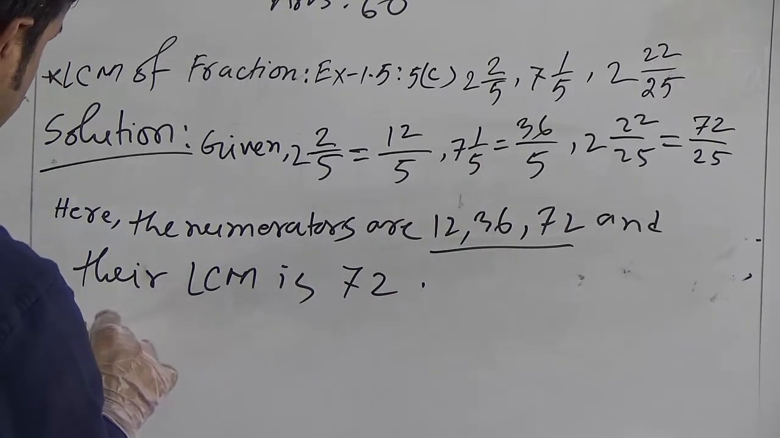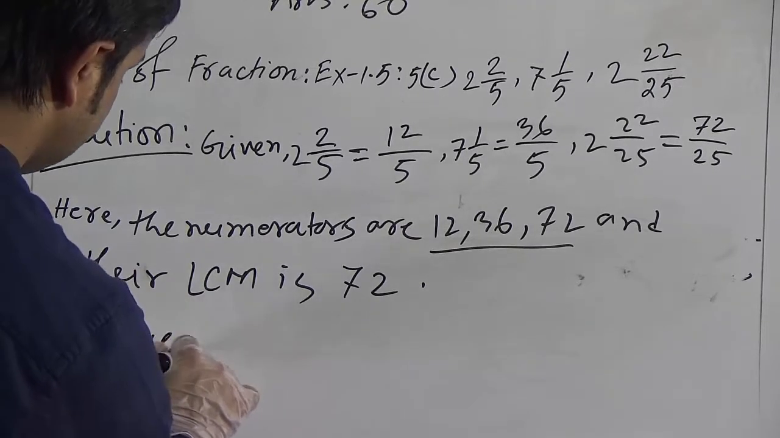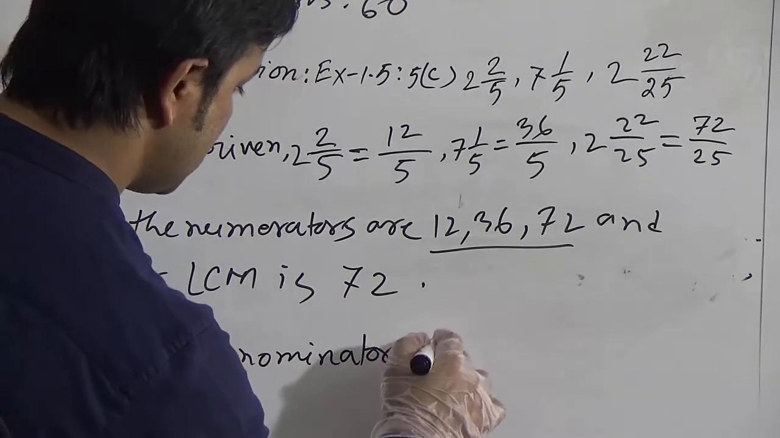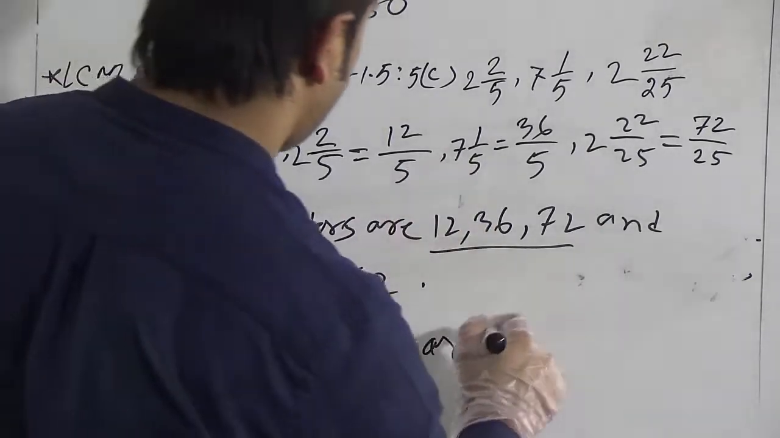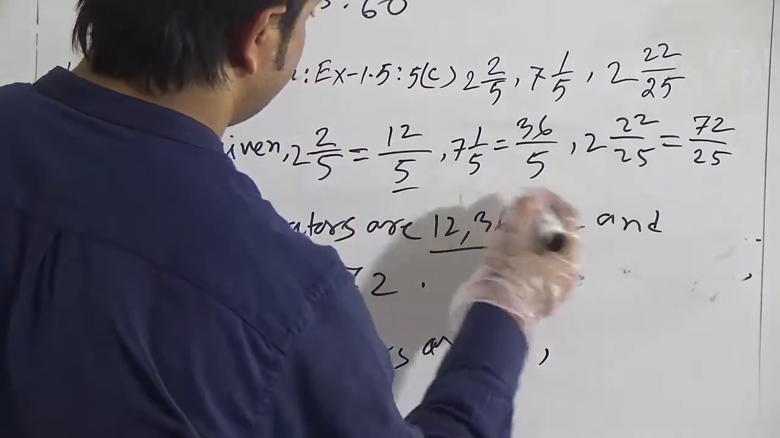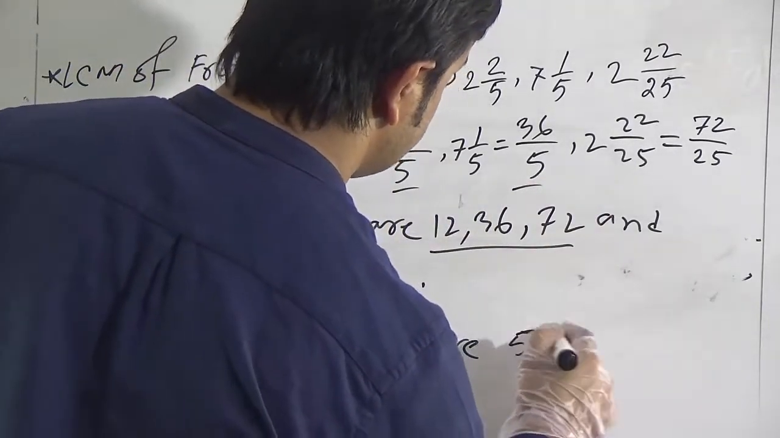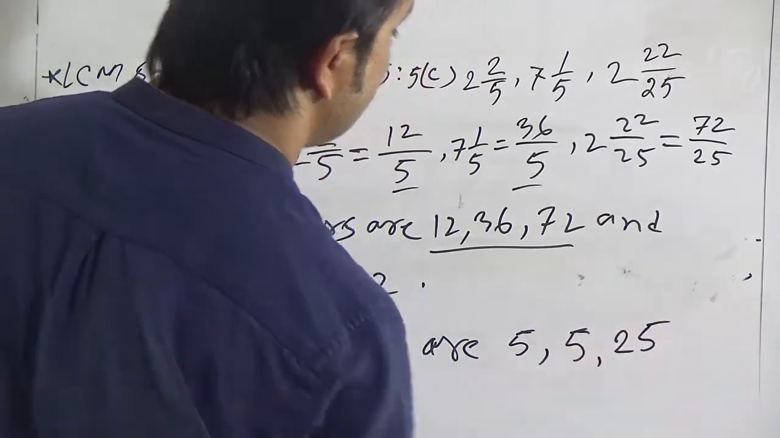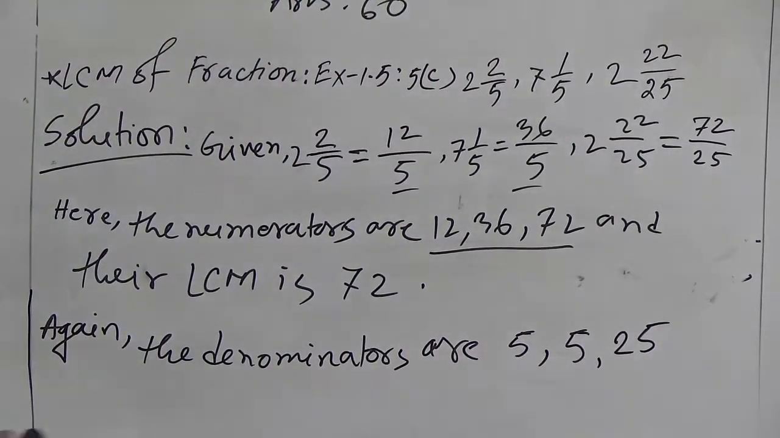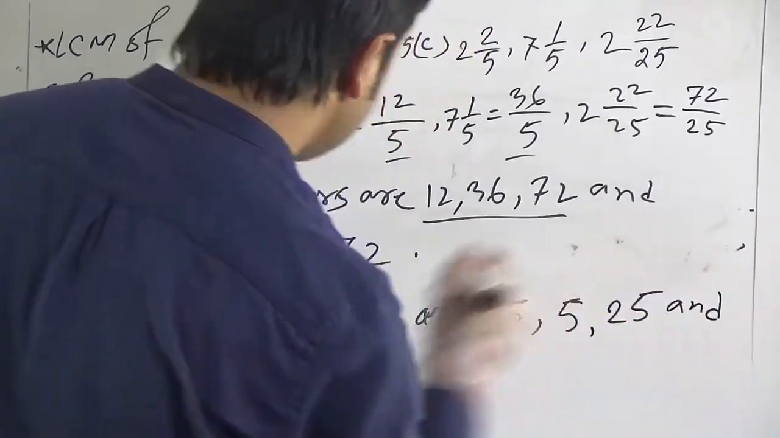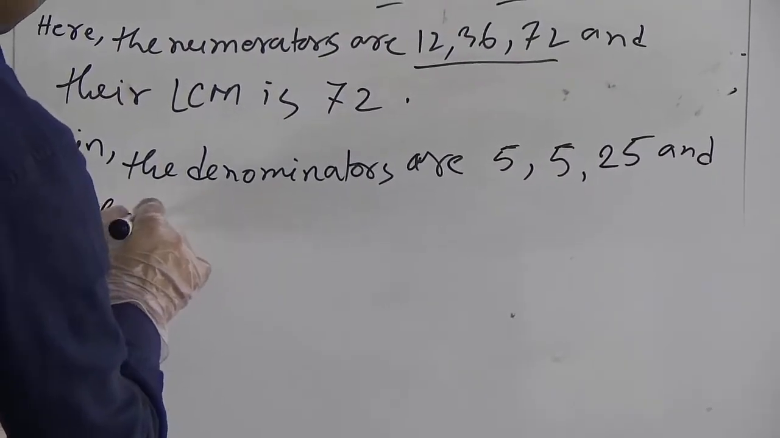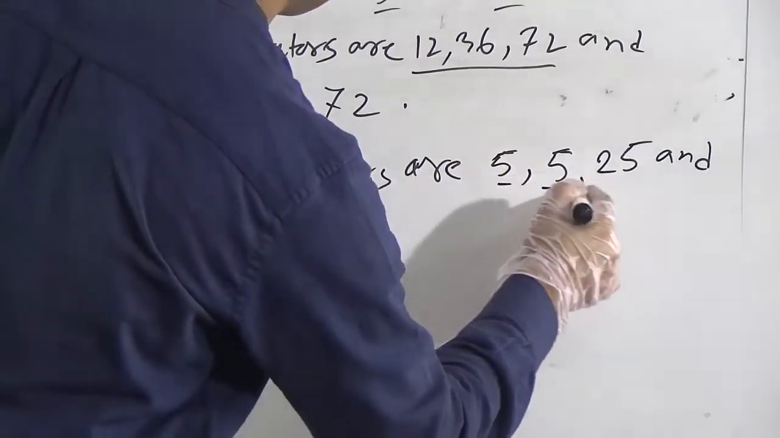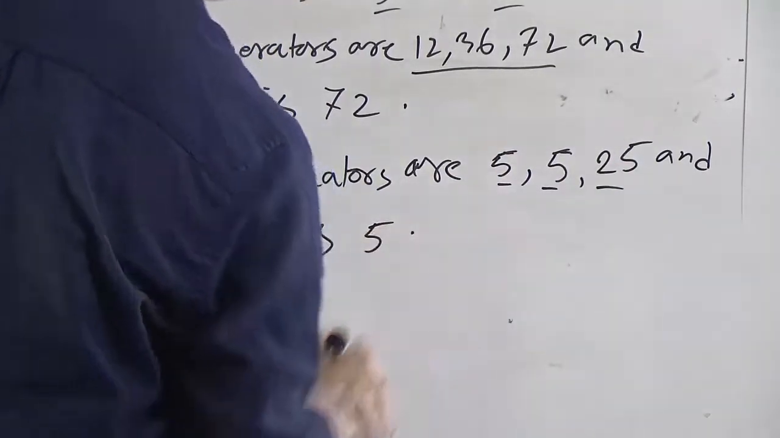Again, the denominators are, what are the denominators? Here 5 is the denominator of the first fraction, 5 is the denominator of the second fraction and 25 is the denominator of the last fraction. Here these are the denominators and their HCF is, here denominators are 5, 5, 25, their HCF is 5.